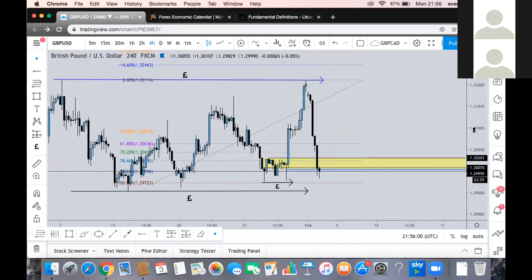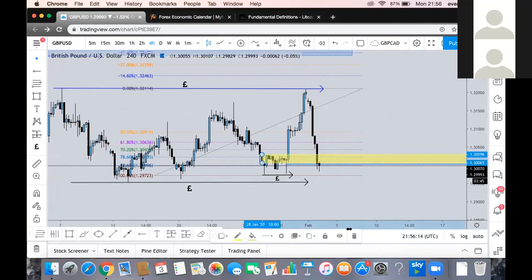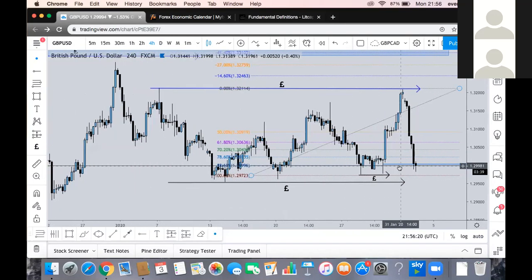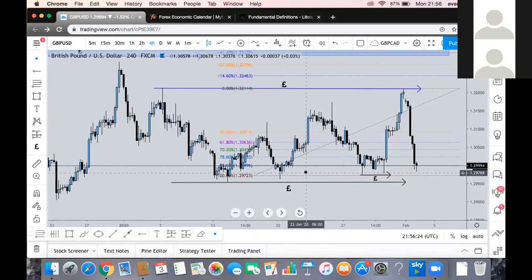GBPUSD. What I wanted to show you guys is what I was looking at this morning. I had a setup here. It became invalid because it closed below my zone. So I do believe we are now able to get lower prices. Going off of what we can see here, we have a lot of liquidity that hasn't yet been taken out. I believe we can get that taken out before thinking about reversals.